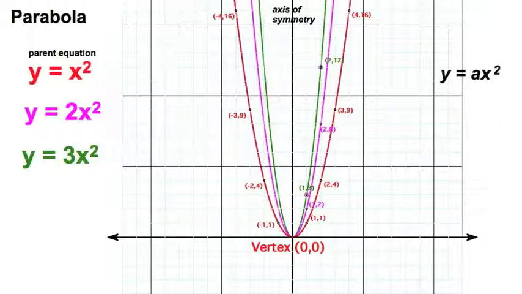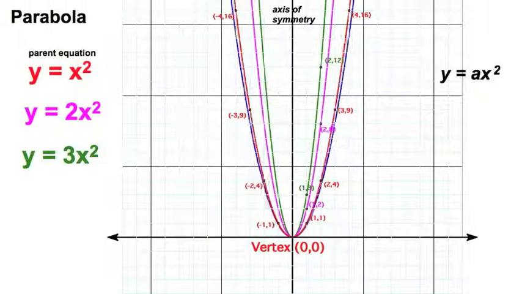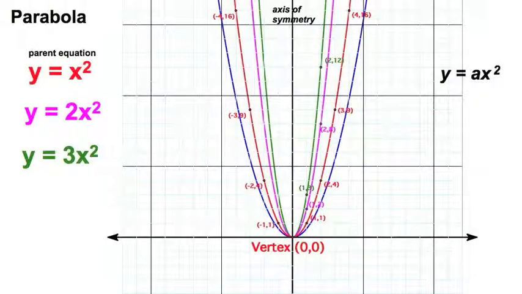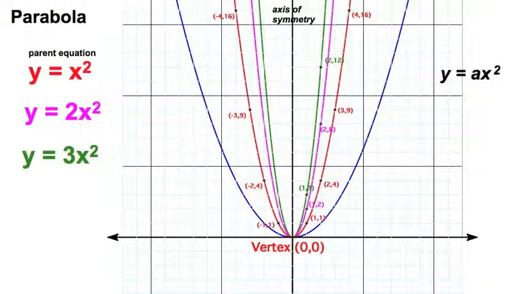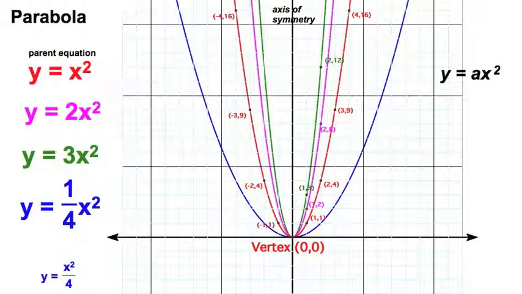Of course, we could go the other way. I could say, what about a graph where a is less than 1? Now again, I'm looking at my parent equation, y equals x squared. Instead of getting more narrow, I'm going to spread it out a little more. Let's keep going, and now it looks like we found this equation: y equals 1/4 x squared, or x squared over 4, depending on how you like to see that.